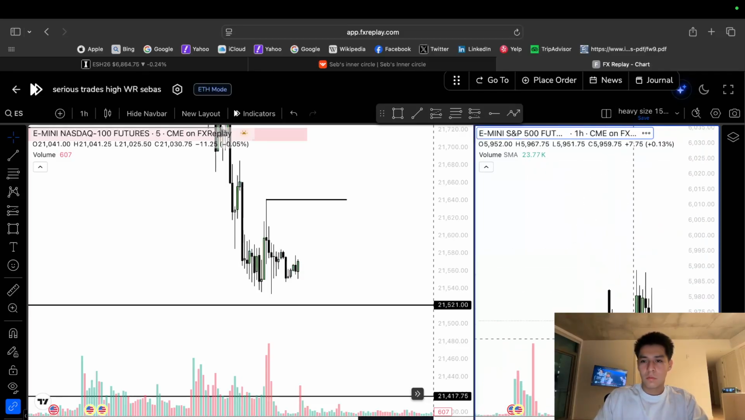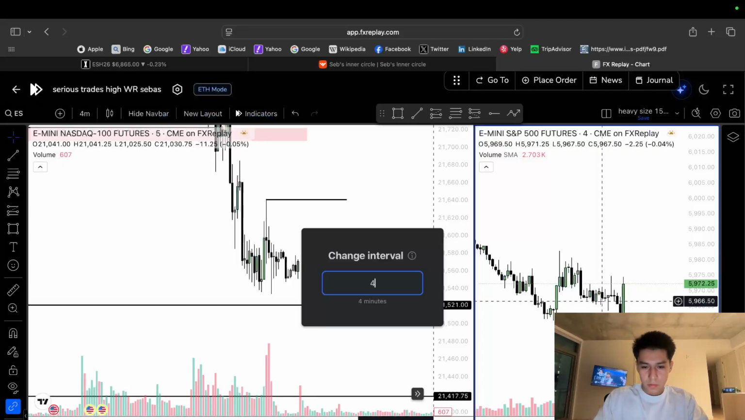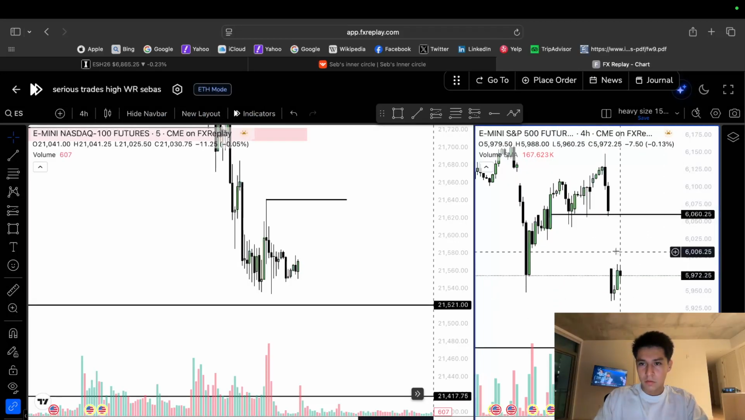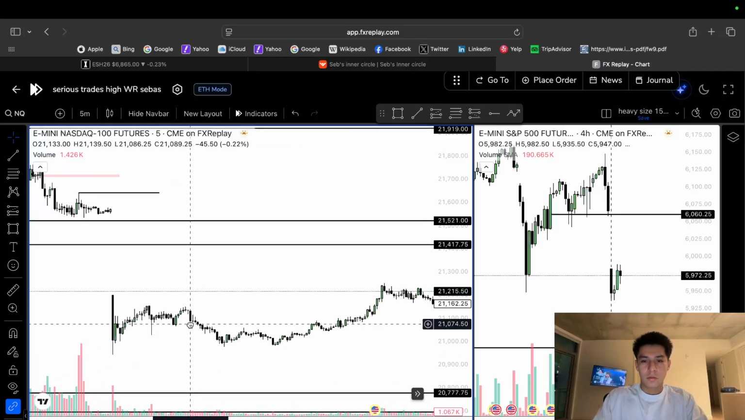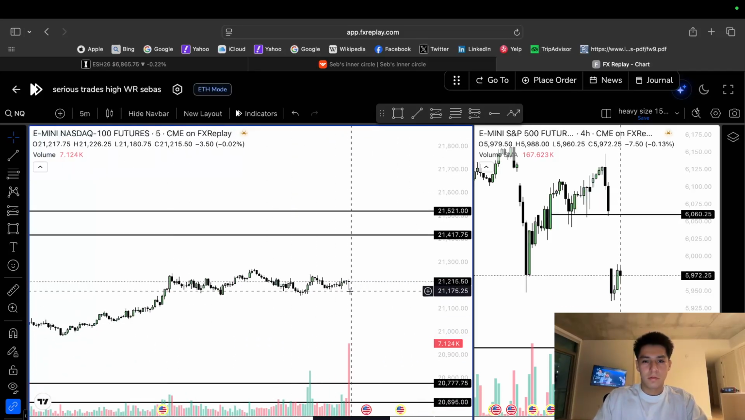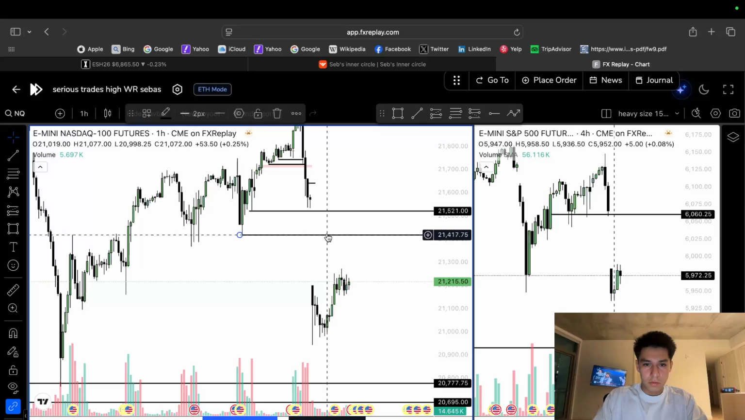15 here. Whoa. What is going on? ES. We created a huge gap on ES. Oh, I'm tripping. Price is all the way over here. Well, we do have this huge gap.